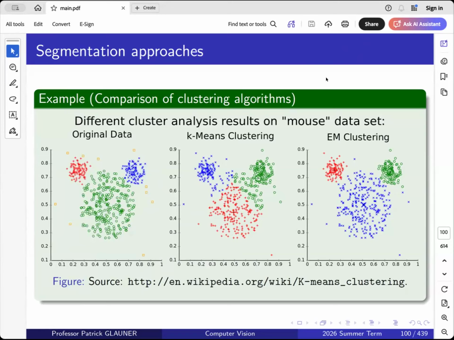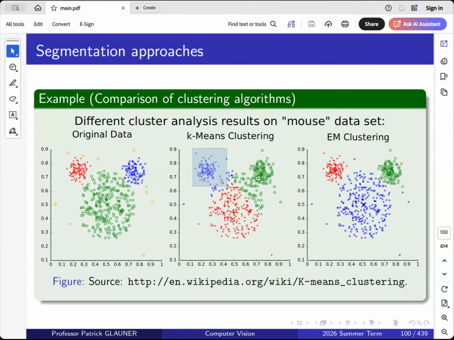Now, if I run my k-means algorithm, and I say I want 3 clusters because I need to define the number of clusters, then what k-means could deliver is, for example, this.